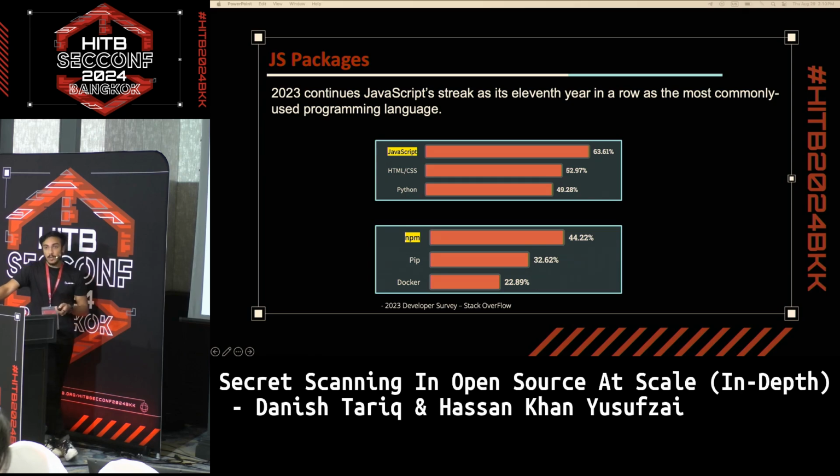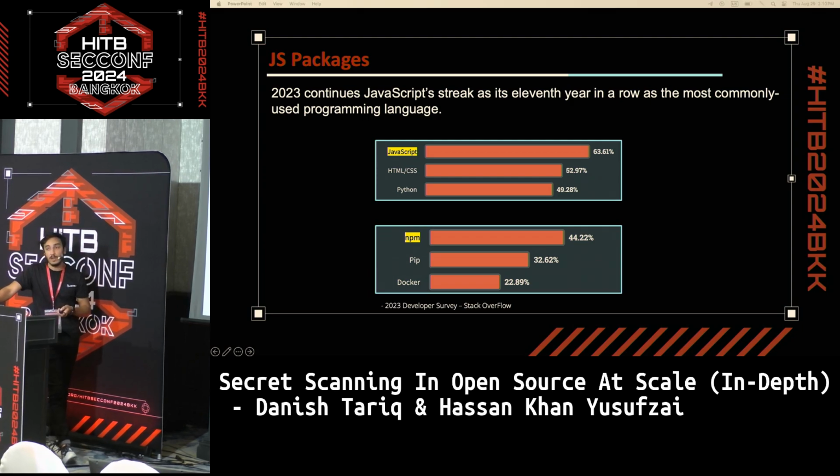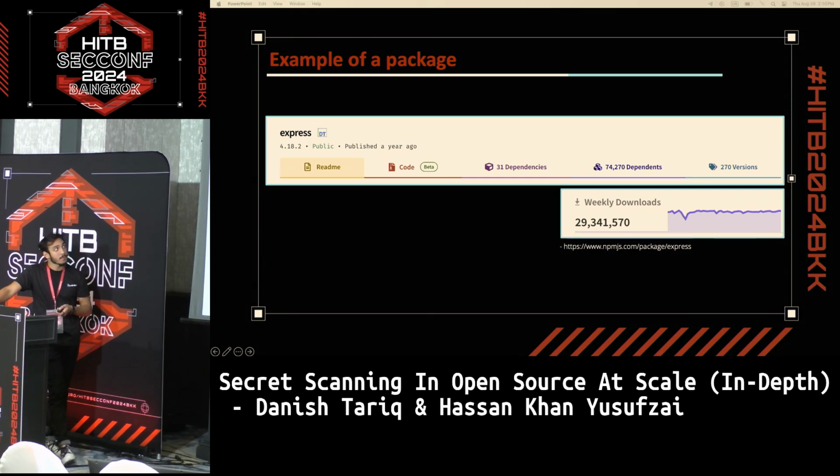And when we look into the open source community, we see JavaScript is the most widely used, right? And then we have HTML, Python, PHP, and other languages as well. So in this research, the core component is going to be JS, and we will also be covering the secret scanning part for WordPress plugins and Ruby gems as well, right?